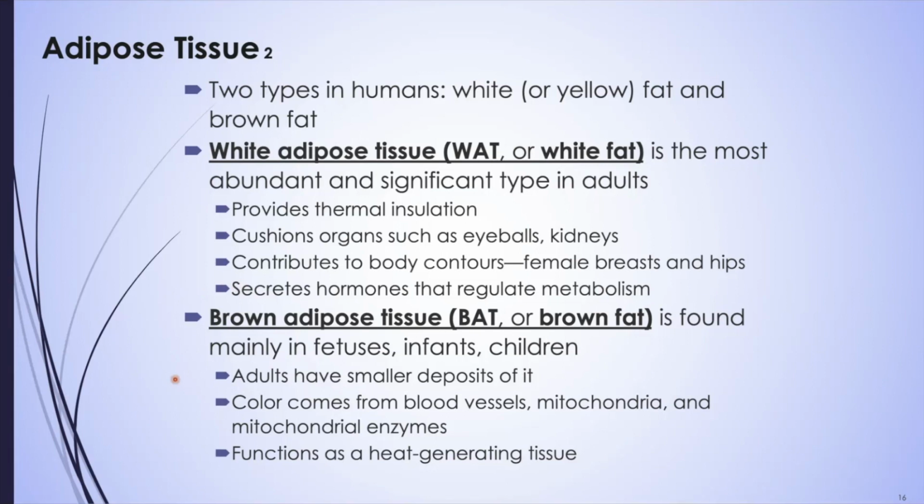All right, brown adipose tissue, brown fat, is going to be mainly in infants and children. Okay, adults do have smaller deposits, but not too much. The color comes because it has lots of blood vessels, lots of mitochondria and mitochondrial enzymes. So that gives it its brown appearance. And then it also functions to generate heat.